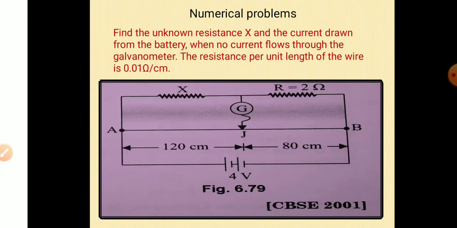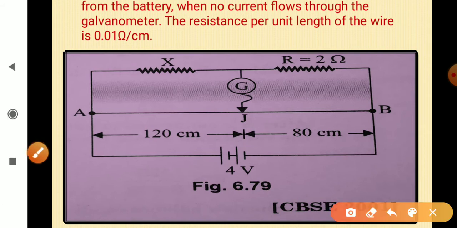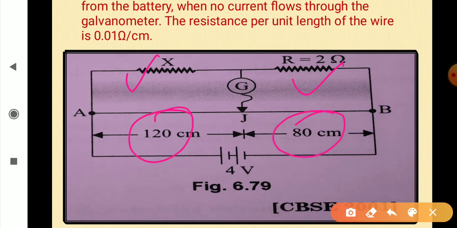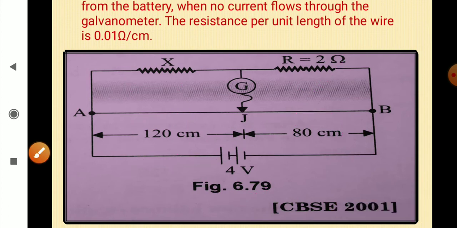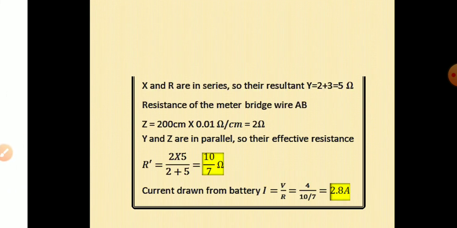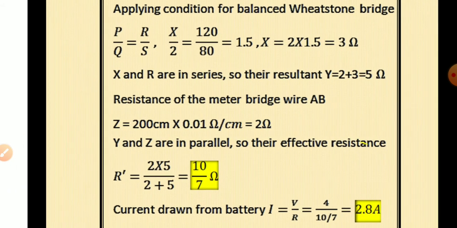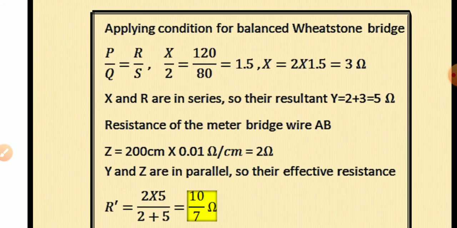Just look at the previous diagram once again. See, look at it here. X upon 2 is equal to 120 upon 80. P upon Q is equal to R upon S. Okay, and you can see that the battery is of 4 volt. So I hope it's clear how we found out this value of X. It comes out to be 3 ohm, right?